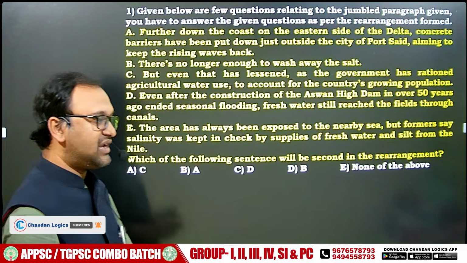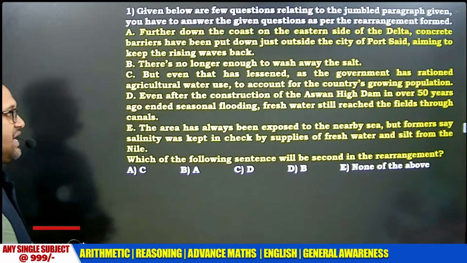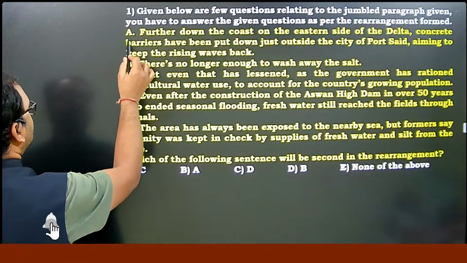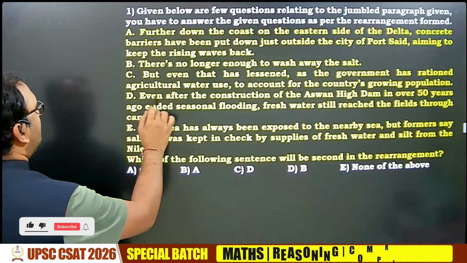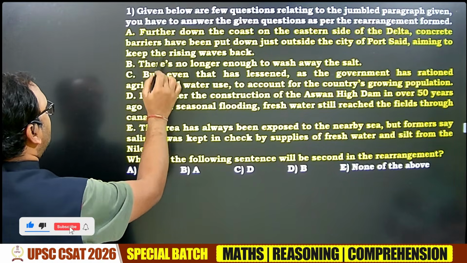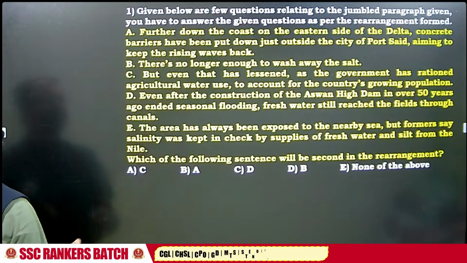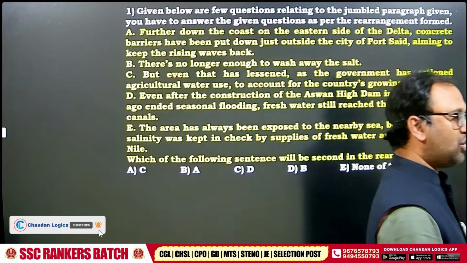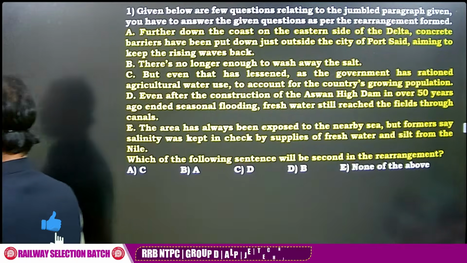So my dear friends, now we have a very important jumbled exercise. This exercise looks very easy because there are just five sentences, A, B, C, D, E. Even after, but, further, there is no longer. So it looks like a very easy exercise. I think you can complete this exercise in 45 seconds. What do you say? Your time starts now. 45 seconds. Begin now.